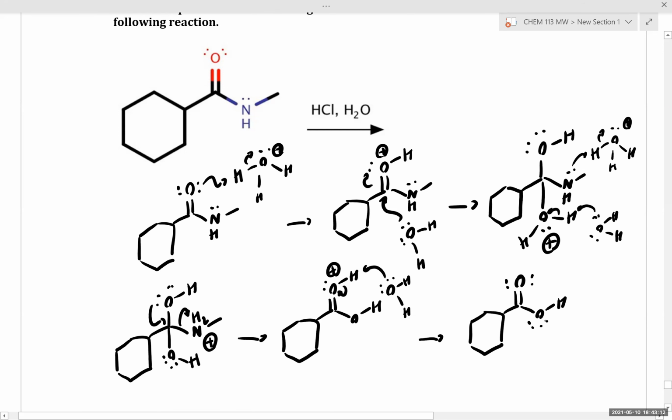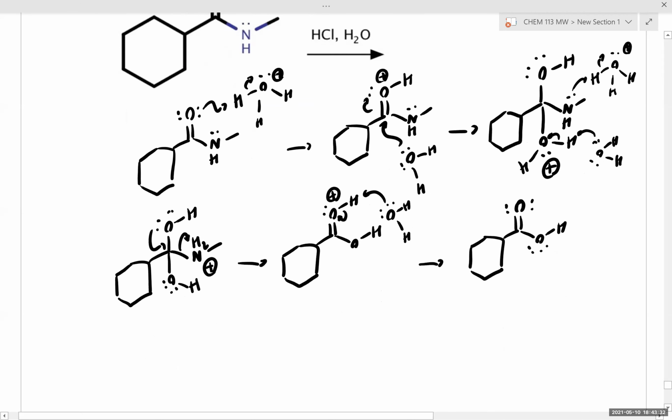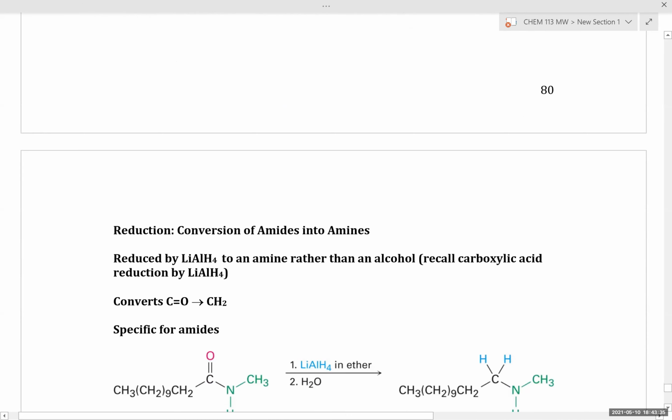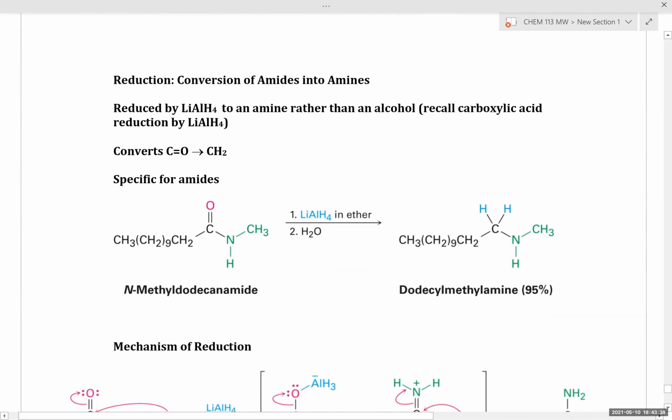Does this mechanism make sense to everyone? Any questions on this mechanism? Okay, let's keep going if there aren't any other questions. And let's talk about one last important reaction for amides and one important way to prepare complex amines. Amides can be converted to amines via reduction with lithium aluminum hydride.